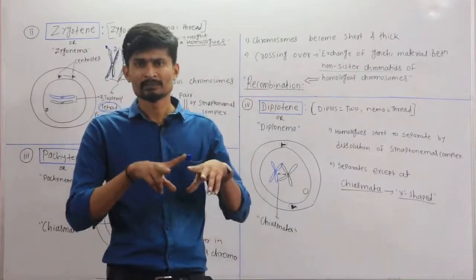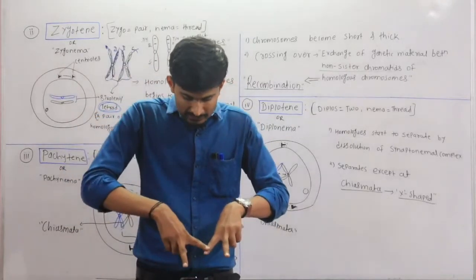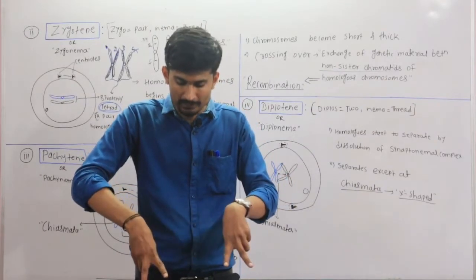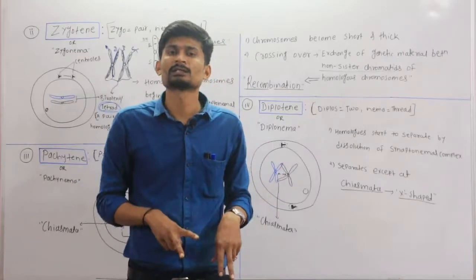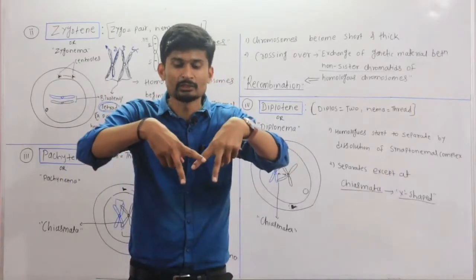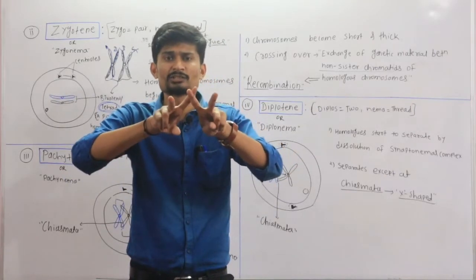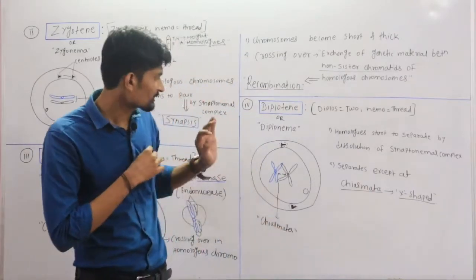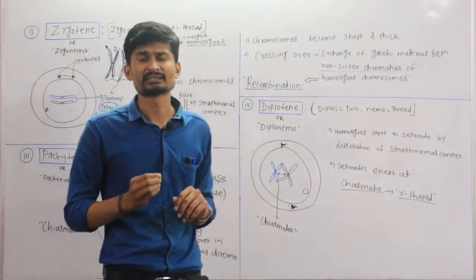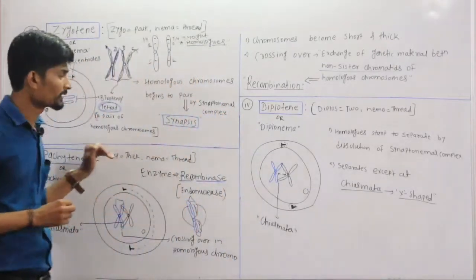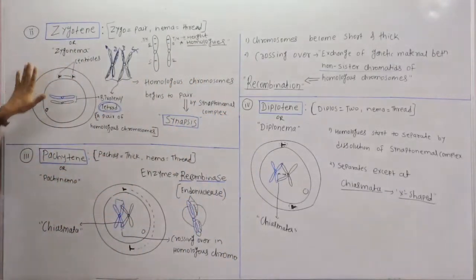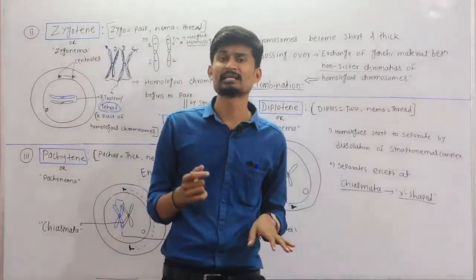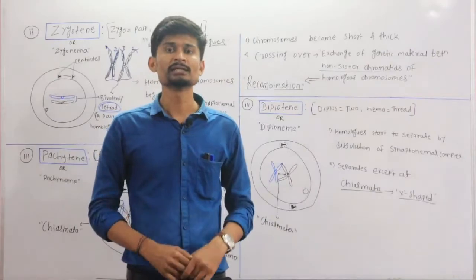So now what happens in diakinesis? In diakinesis, finally they get completely separated. But what happens actually after the separation? There is exchange of genetic material. So in diakinesis we will see the exchange of genetic material, but here we have completed the zygotene, pachytene, diplotene, and the first stage, that is the leptotene stage.